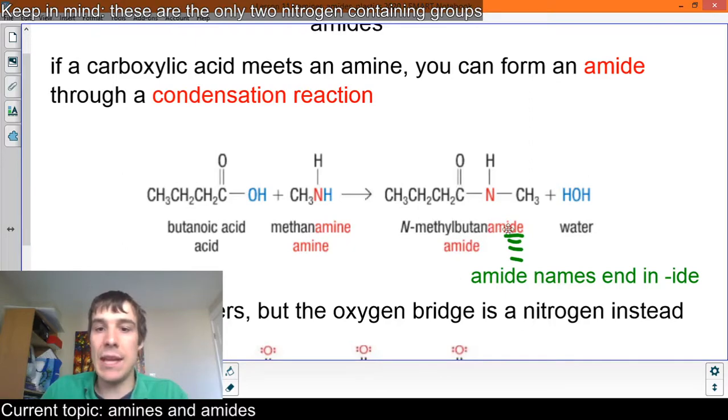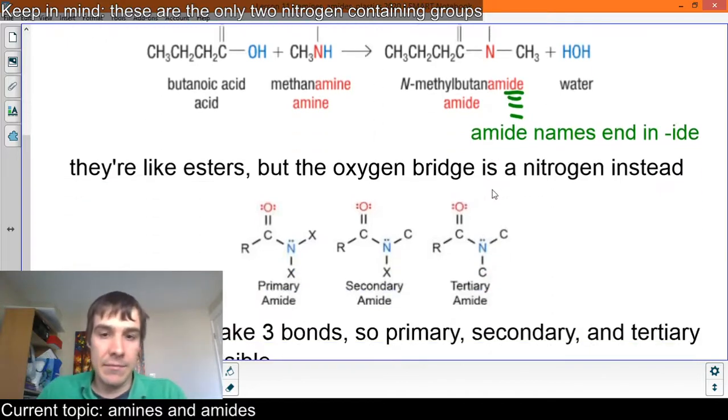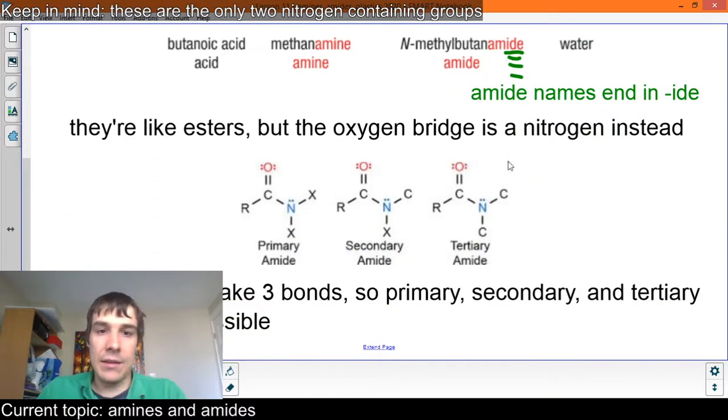So this is butanamide. That's the butane, 1, 2, 3, 4, amide. And on the other side, we have on N, notice N-methyl. The N side of things just becomes a side chain, like we named amines earlier. And it gets this amide ending. In terms of priority, they are below esters. So yeah, they're like esters.